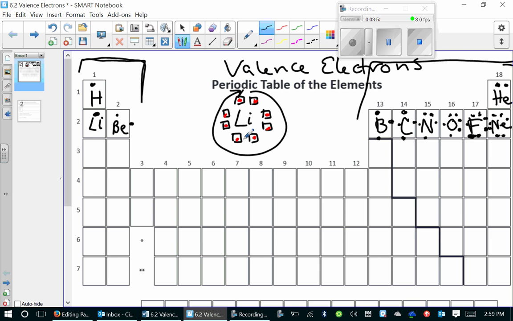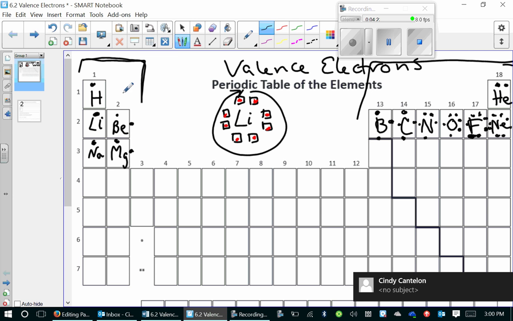Here we have sodium. Okay, and sodium is going to have 1. Everything in this column has just one valence electron. And valence electrons are important. They're what can interact. They're in the outermost energy level that can interact. Mg, we have one more valence electron. Everything in column 2 has 2 valence electrons.